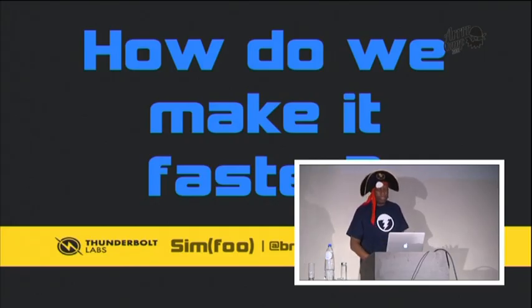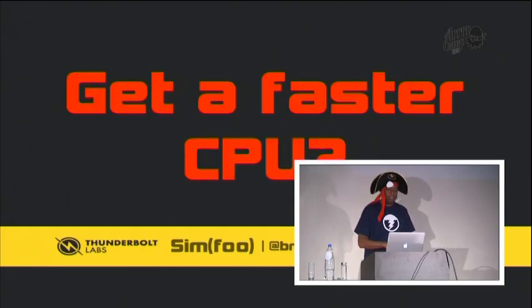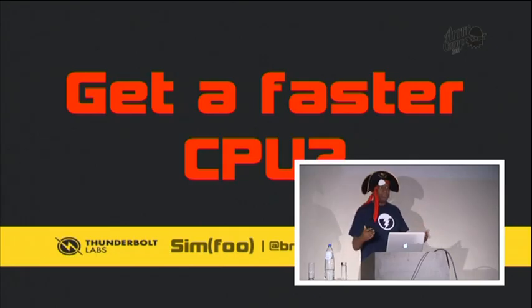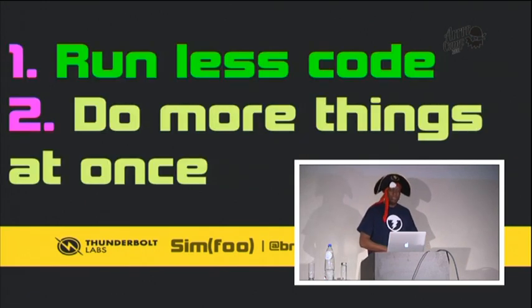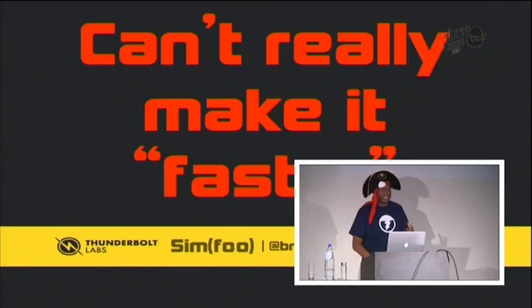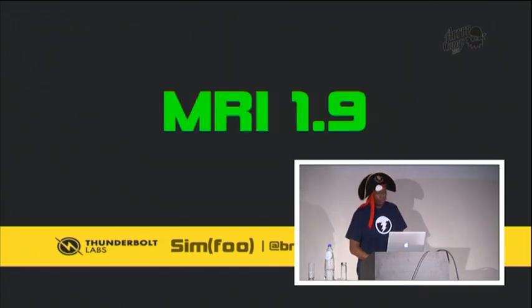Well, the first thing I would think is, hey, let's get a faster CPU. But the problem is that we're really not making faster CPUs anymore. We just realized that making faster CPUs is not the way to solve all these big issues. So let's approach this a little bit differently. There are 2 things we can do: we can run less code, or we can do more things at once. But really, we can't make it faster. So before we go into that, let's talk about Ruby.